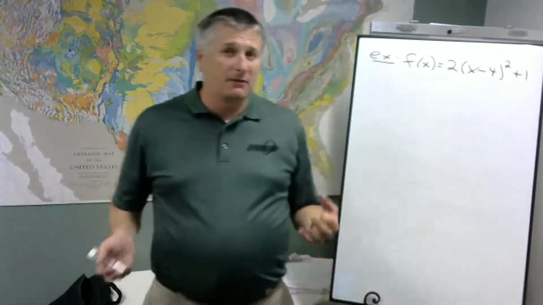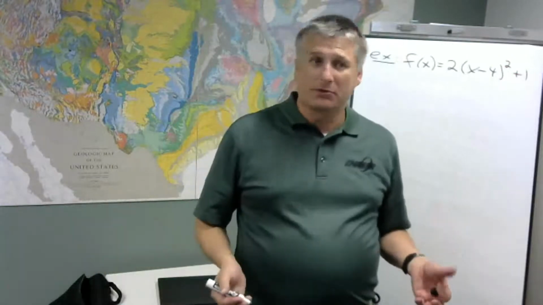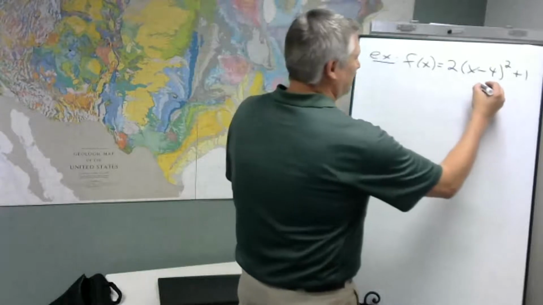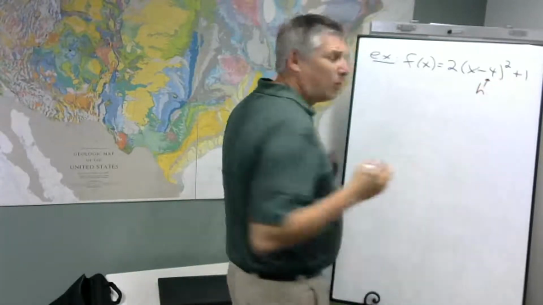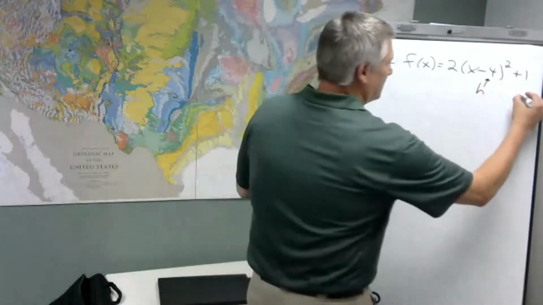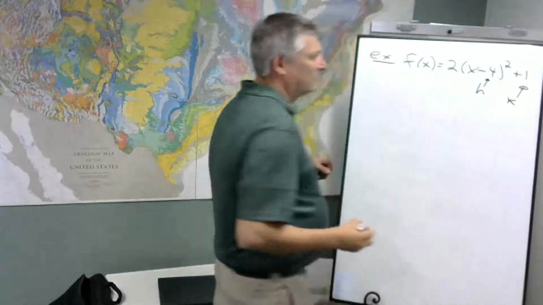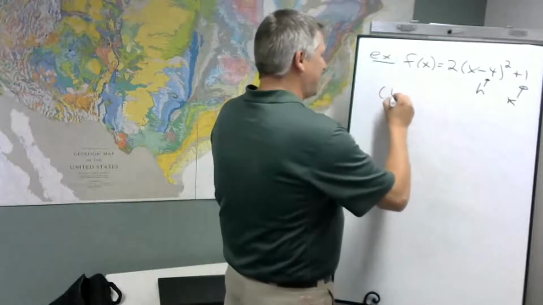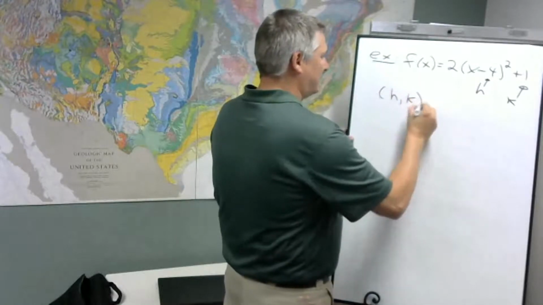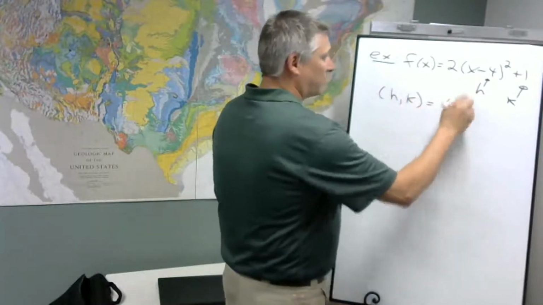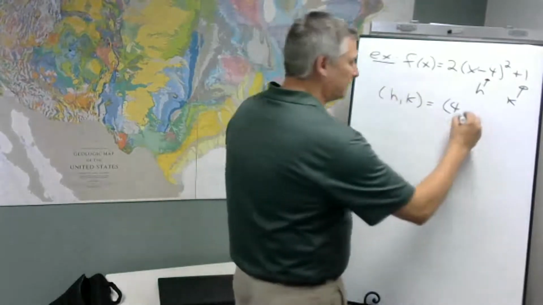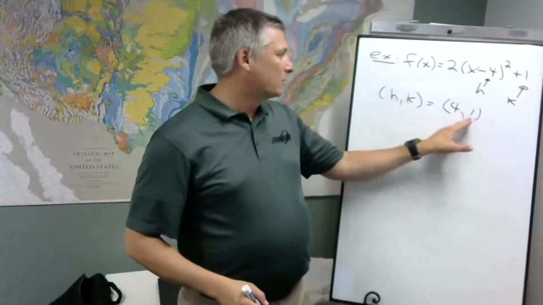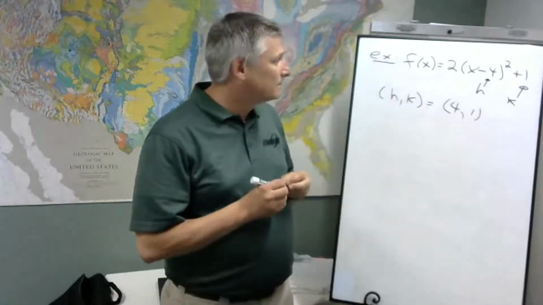And we're asked to find the vertex of this parabola or this quadratic function. Well, this is our h, and we're always subtracting h. This is our k, so we're always adding k. So this means the vertex, h comma k, is 4, it's a positive 4, comma 1. We always subtract h. We're always adding k.